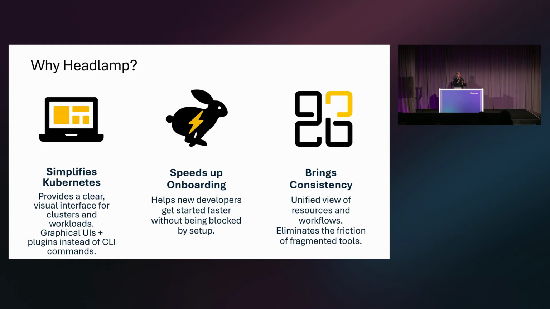There's also a feature called projects, where you can actually group resources. One of the complicated things about resources in Kubernetes is there's no standardized definition of an application. But with projects, you can create a consistent view of how your applications come together. Second, it speeds up onboarding.